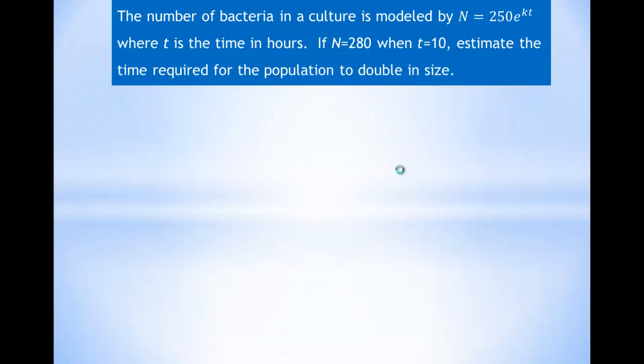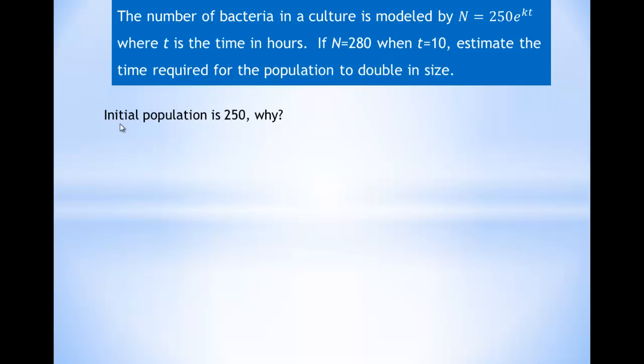The number of bacteria in a culture is modeled by the equation n is equal to 250 e to the kt, exponential growth here, where t is the time in hours. Now I'm given a condition. If n is equal to 280 when t is equal to 10, estimate the time required for the population to double in size. Okay, so we're looking for time for the population to double.